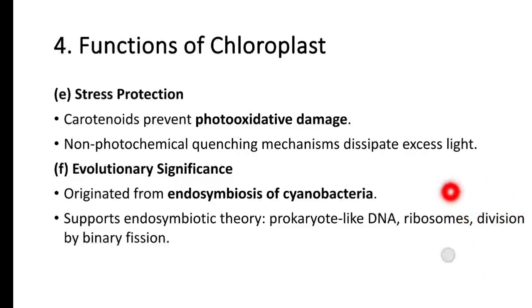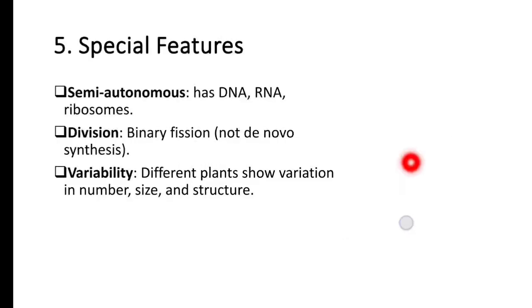All these evidences confirm that cyanobacteria accidentally entered into unicellular plant cells, and then became part of the plant eukaryotic system. And the special features of the chloroplast: it has DNA, RNA, ribosomes, and it is involved in binary fission.